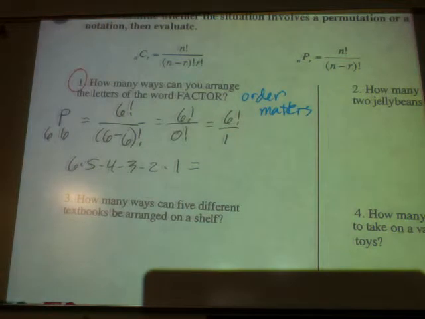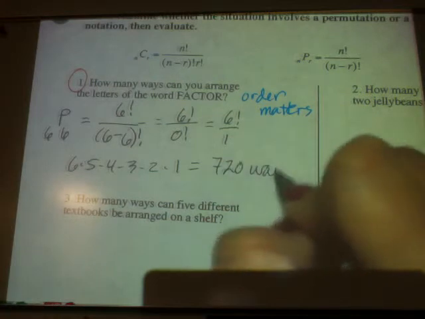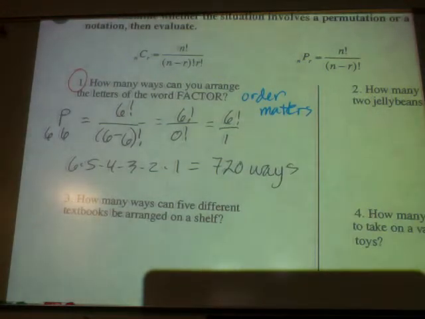If you have a calculator, calculate that. Not your cell phone, but your calculator. What is it? 720. Did you do that in your head? Okay. So we got 720 ways that we could rearrange the letters of factor.